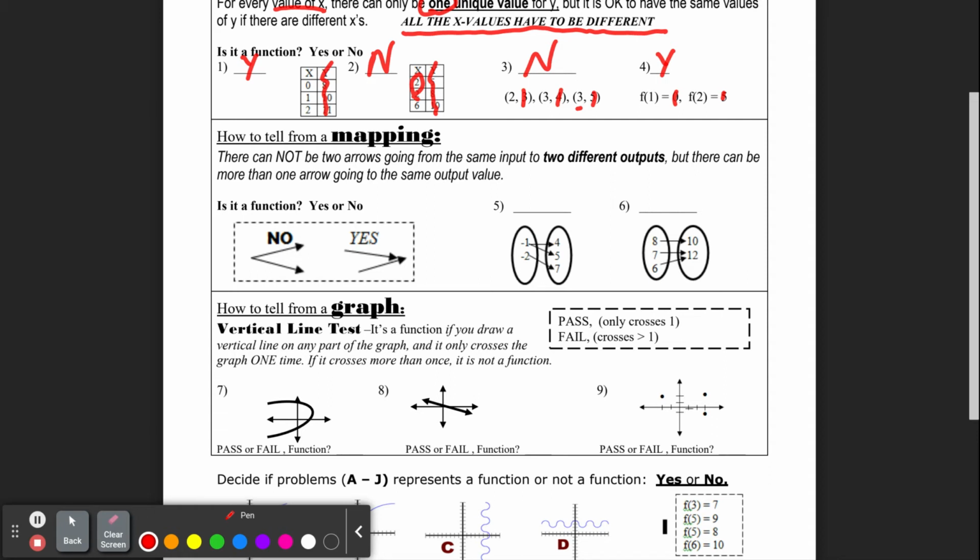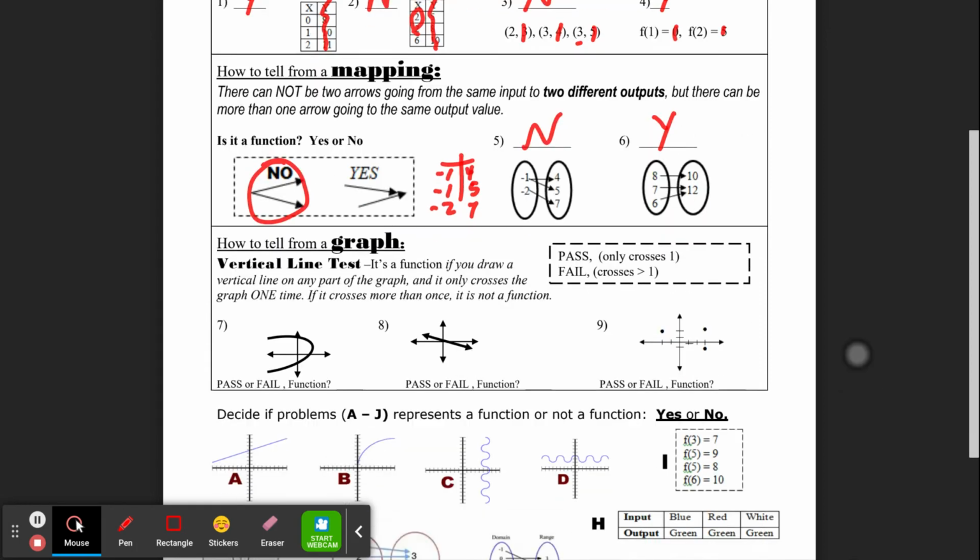Another thing you could do is go ahead and make a table of values. So -1, 4, -1, 5, -2, 7. So you see that the negative ones repeat. So no, it's not a function, and it does demonstrate this figure right there. Number 6, 8 goes to 10, 7 goes to 12, and 6 goes to 12. So none of the x values repeat. So yes, this is a function.